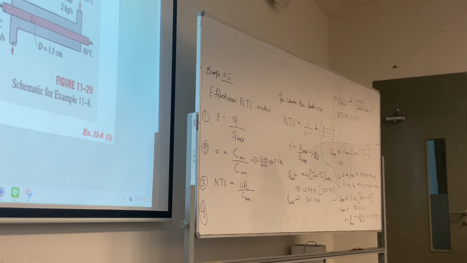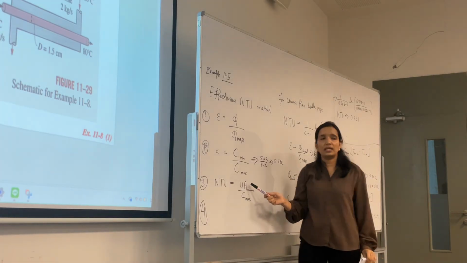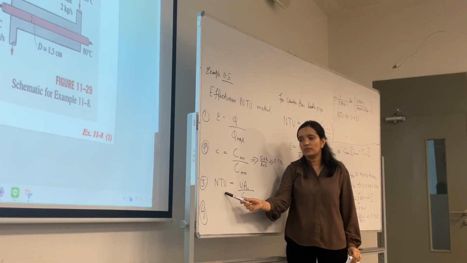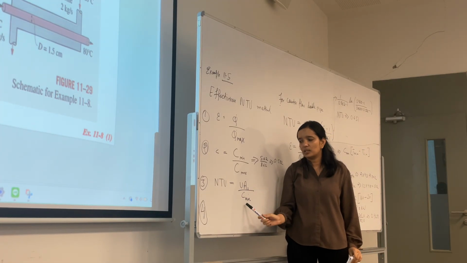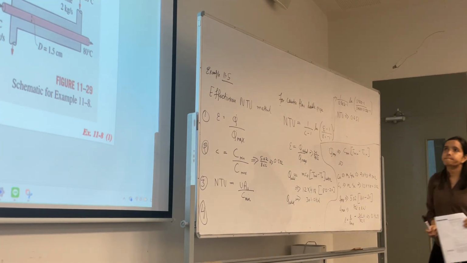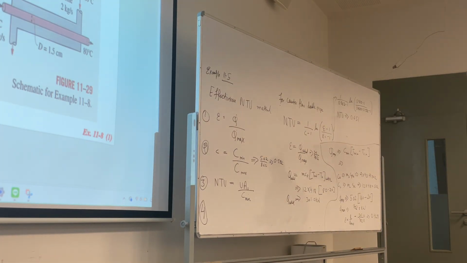But the question is asking length. For length, if I have the area, I can calculate length. I have the value of NTU, I have the value of U, I have the value of C minimum. So I can calculate A. Do you have any doubt in any step?